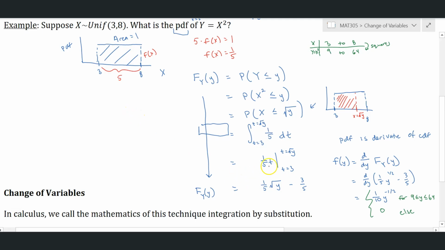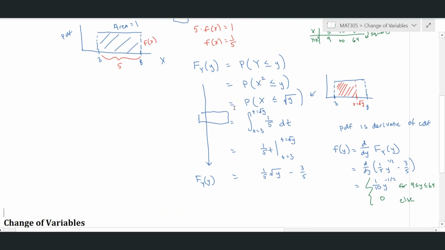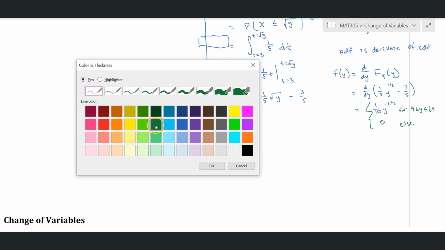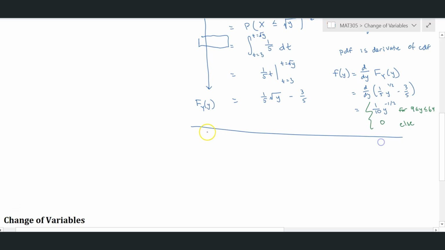All right, so that's one way in which we could do this: change the boundary of integration. But what did we really do here? Well, we could have approached this through pure substitution. By substitution.